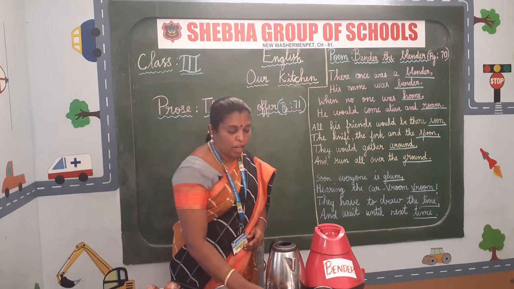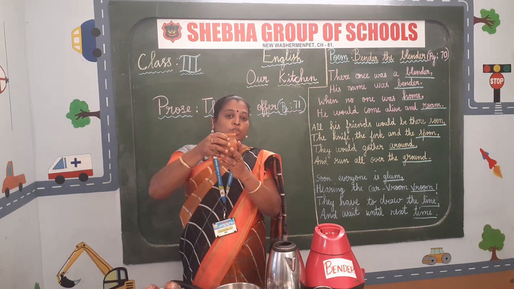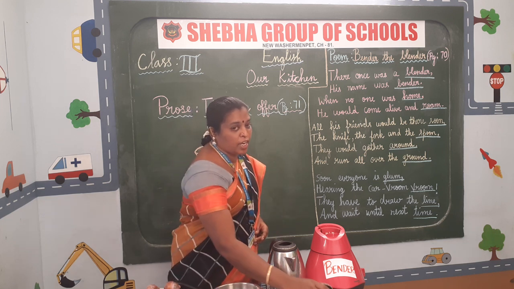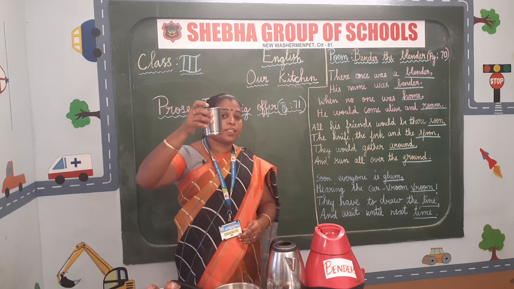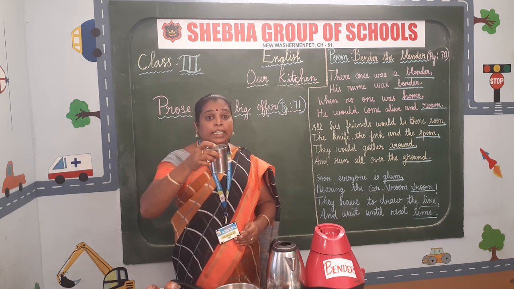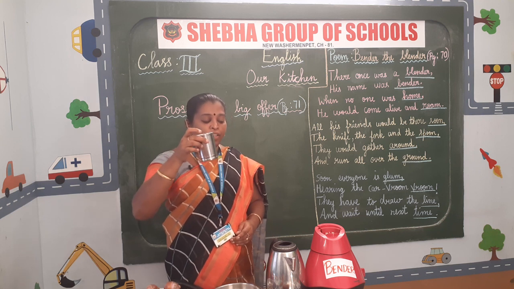Next one, a pot. A pot is used for cooking rice. Next one, tumbler. Next object is tumbler. It is used for drinking water, milk, tea, coffee, juice, everything.